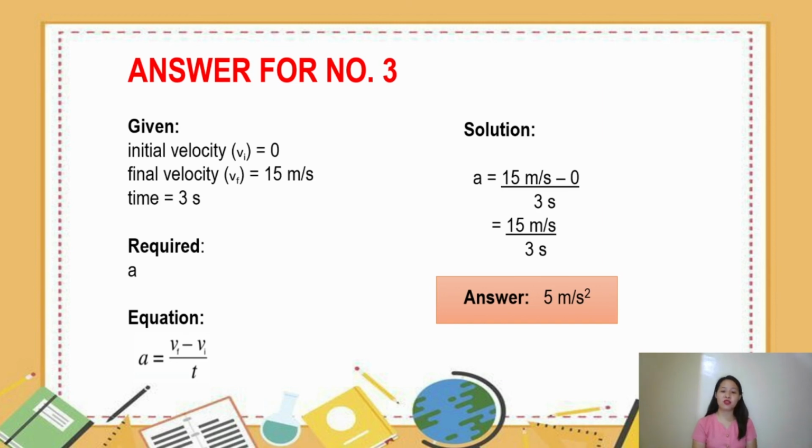And for the solution, acceleration is equal to, we need to subtract the value of the initial velocity from the final velocity. So 15 meter per second minus 0 divided by 3 seconds, which is the time. So 15 minus 0 is equal to 15 divided by 3. The final answer is 5 meter per second squared.